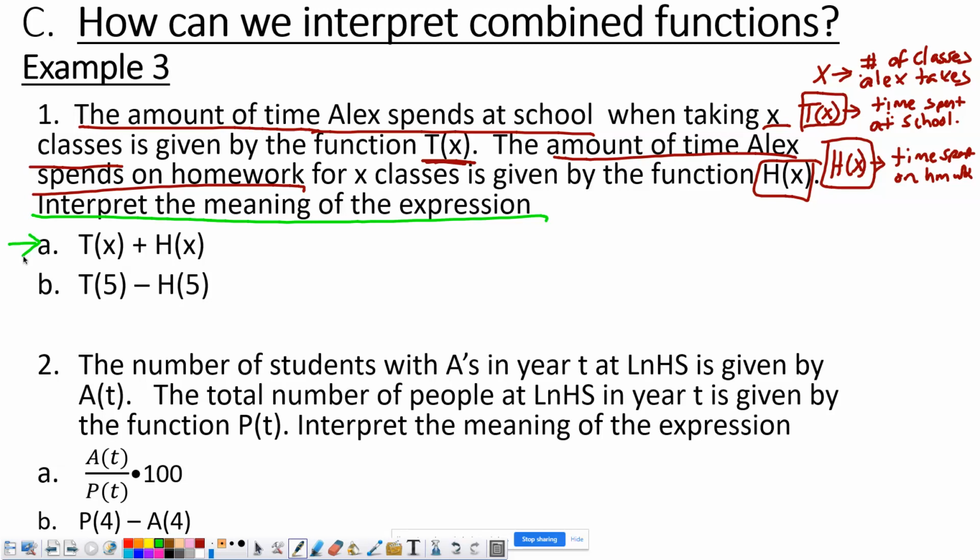What is t of x plus h of x? Well, basically it's the time that Alex spends at school added to the time that Alex spends on homework. So how would you interpret that? Well, an easy way to say that is the total amount of time Alex spends on school-related stuff, right? I mean, you're either at school or you're at home doing homework, right? So if you put those together, that basically just tells you the total time that you're spending on school stuff, right? Let's take a look at this one then.